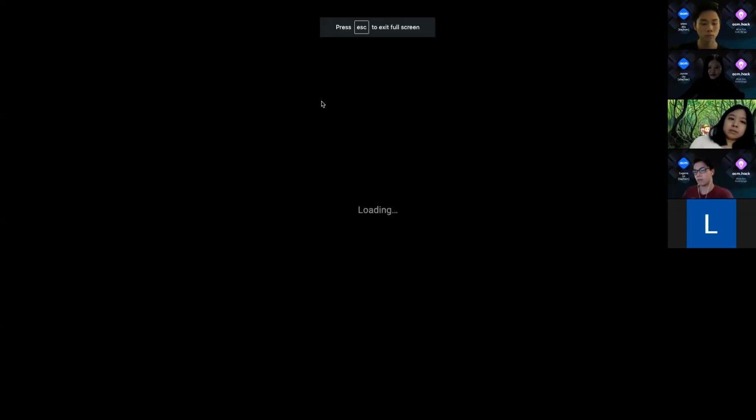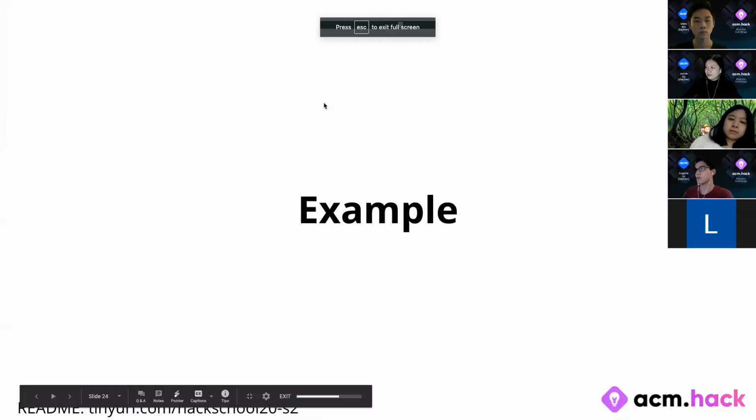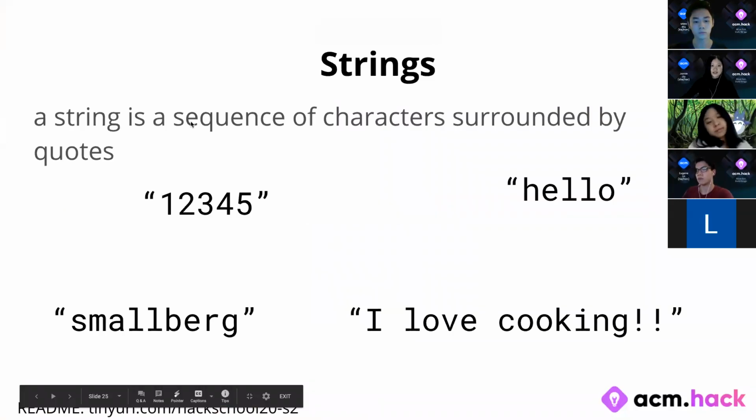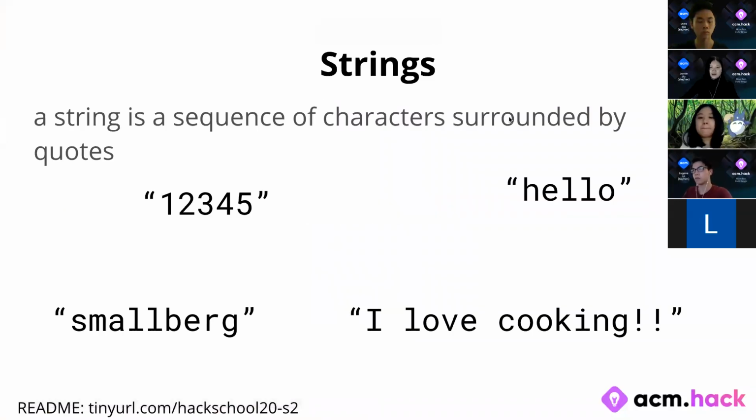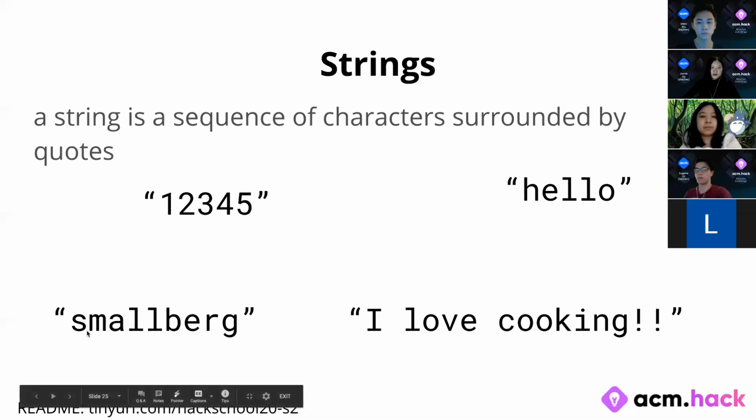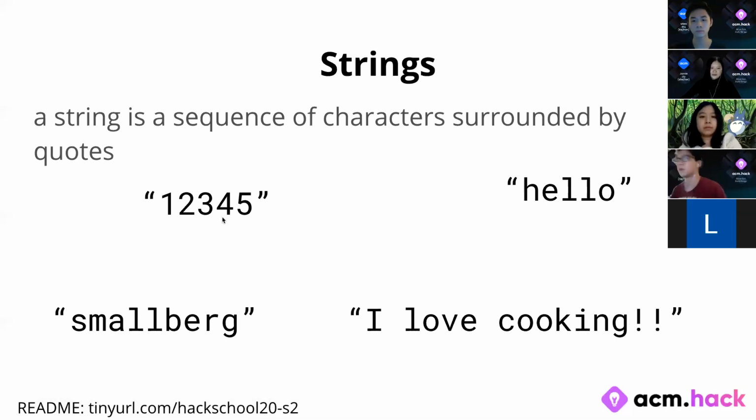Okay. So our final basic type that we'll talk about is strings. A string is just a sequence of characters surrounded by quotes, which sounds simple enough. So we have 1, 2, 3, 4, 5, and even though we think of this as a number, because it's inside these quotes, it's actually a string. We have hello, we have Smallberg, and I love cooking. So you can see we have all sorts of types of characters: numbers, alphabetical characters, punctuation, lots of Smallberg fans, I guess.